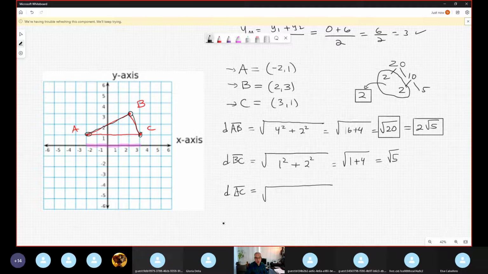5 squared. Plus the y component. Wow, look at that. 1 minus 1 is 0. We have no elevation. So A and C are at the same height, the same y. Therefore, there are no differences between the y. So basically 5 squared plus 0 is 25, no? 25 and the square root is 5. Wow, the answer is 5.